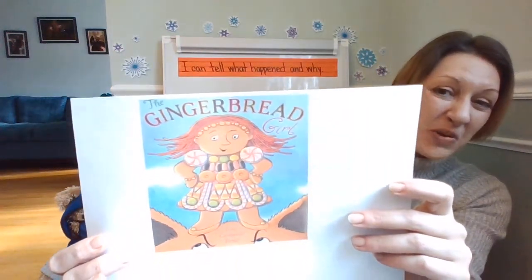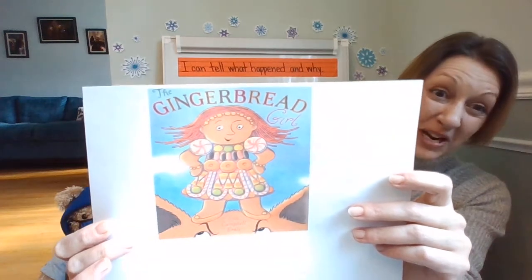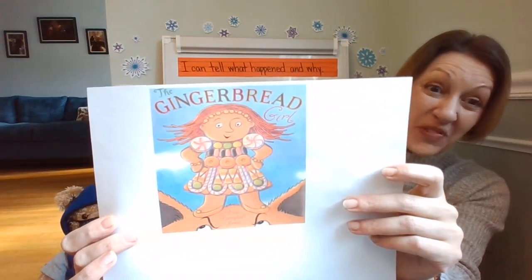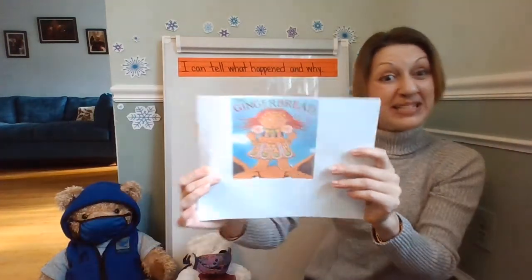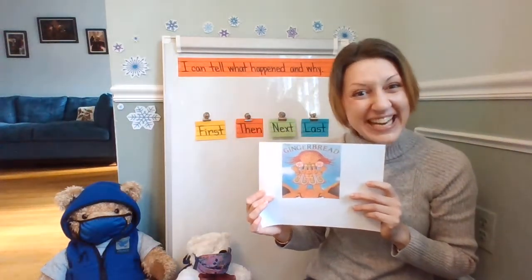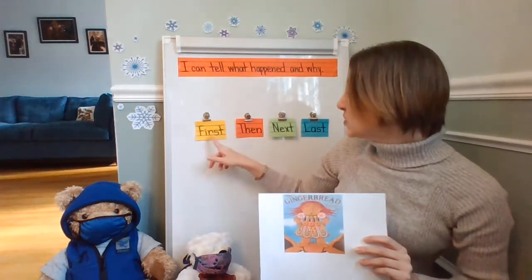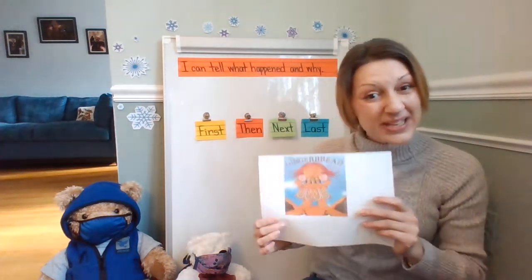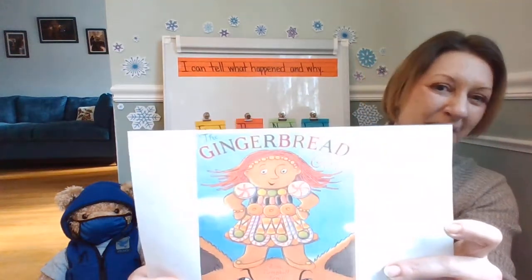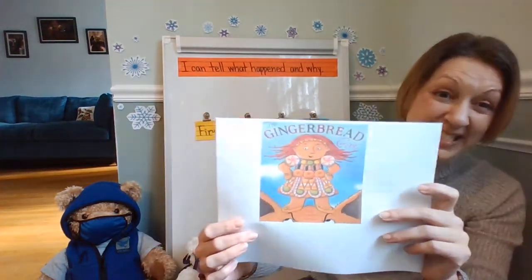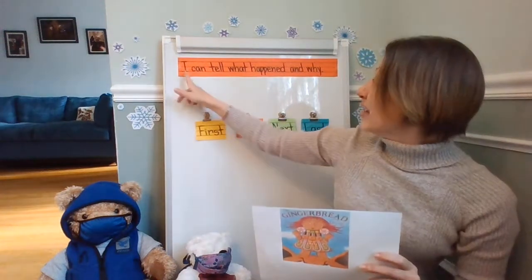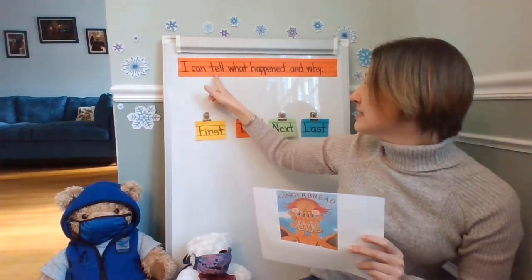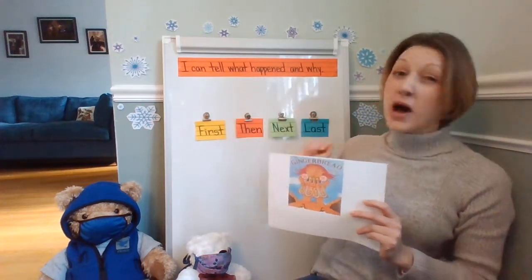So yesterday we looked at the Gingerbread Girl together. And yesterday we were figuring out what happened at the beginning, middle, and end. And we used first, then next, and last to sequence the story, The Gingerbread Girl. For today, we're going to be doing this I can statement. I can tell what happened and why.